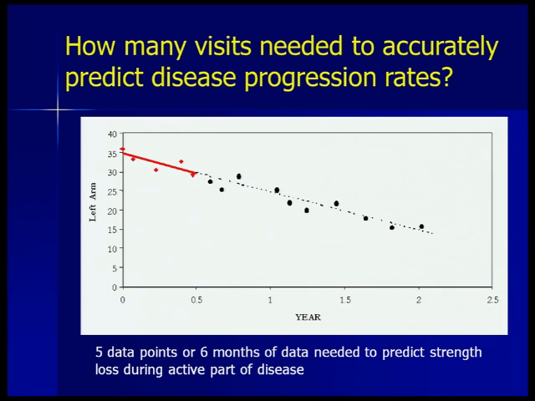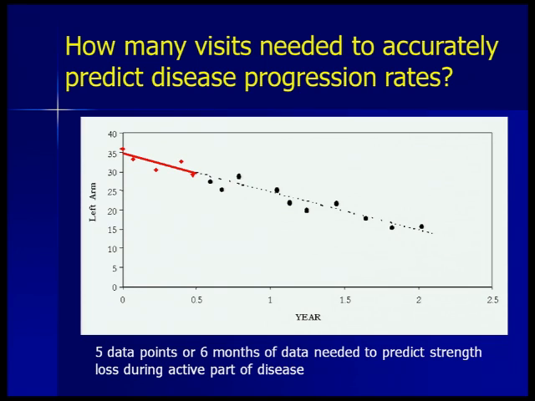So the question is, if we can predict linear decline of our patients using isometric strength testing, how many data points do we really need to be confident that we actually can predict that strength loss accurately? We took a large data set from Tufts Medical Center, about 4,500 patient visits, and we found that we need about 5 data points or 6 months worth of data in order to be able to accurately predict that patient's decline of strength over time.